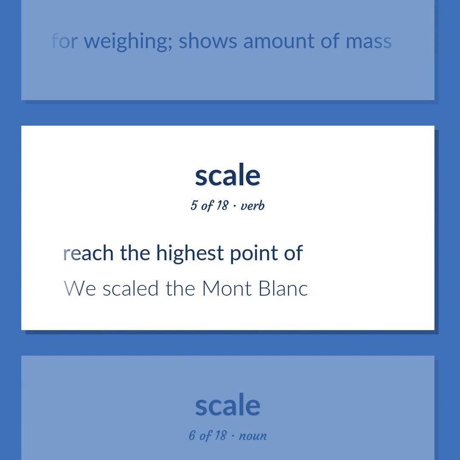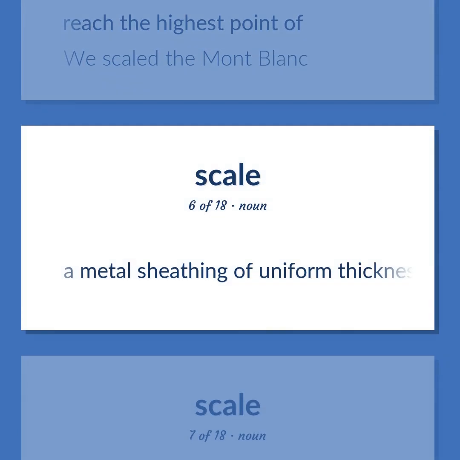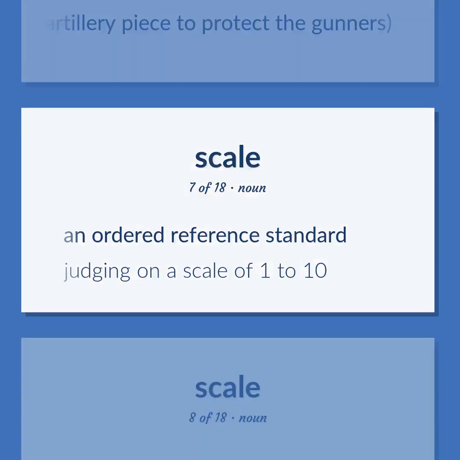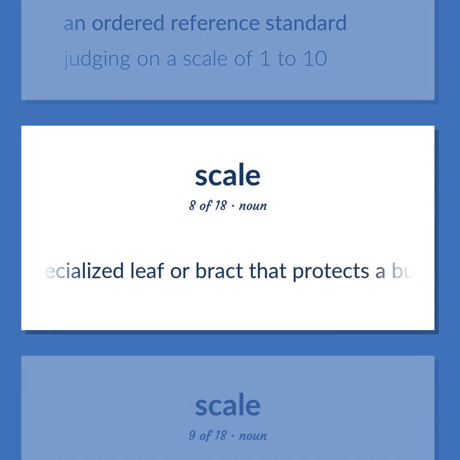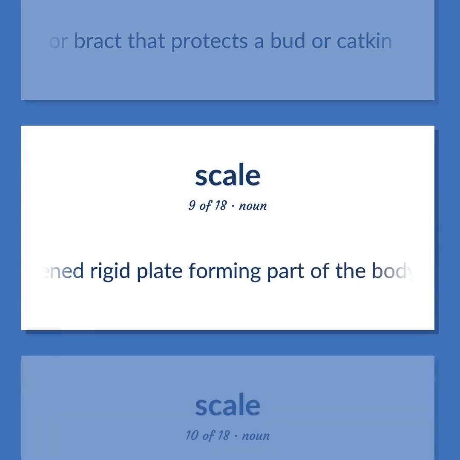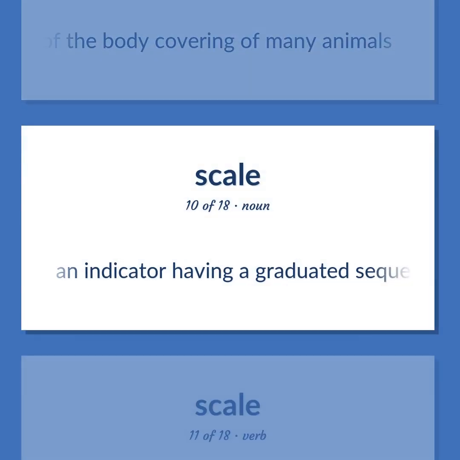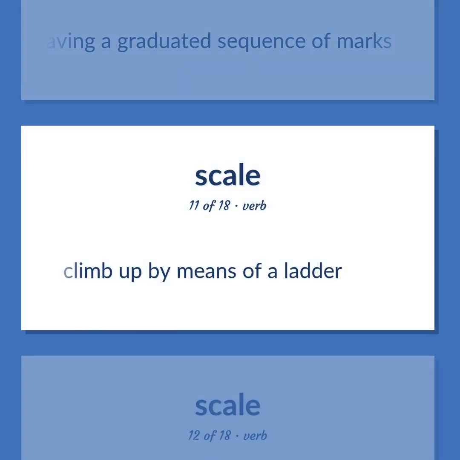Reach the highest point of. We scaled the Mont Blanc. A metal sheathing of uniform thickness, such as the shield attached to an artillery piece to protect the gunners. An ordered reference standard. Judging on a scale of 1 to 10. A specialized leaf or bract that protects a bud or catkin. A flattened rigid plate forming part of the body covering of many animals. An indicator having a graduated sequence of marks. Climb up by means of a ladder.